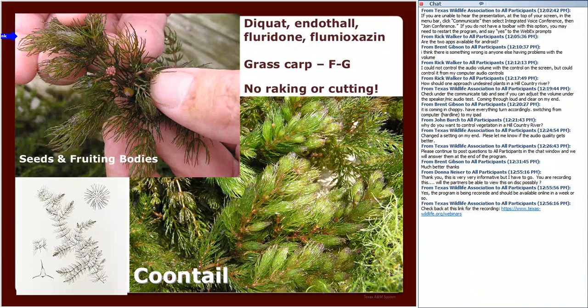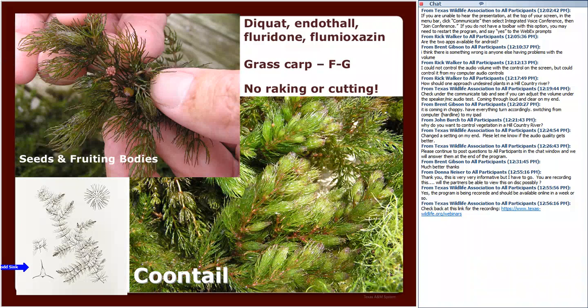And so those become important later on when we talk about management. The reason it gets the name coontail is because it does look kind of like a bushy or wet raccoon's tail. And other key identification features of this species are you're going to see that it has these unique seeds. They are disc-shaped, and they will have 3 projections or spines coming off of them. And you can kind of see that a little bit better down here in the line drawing.